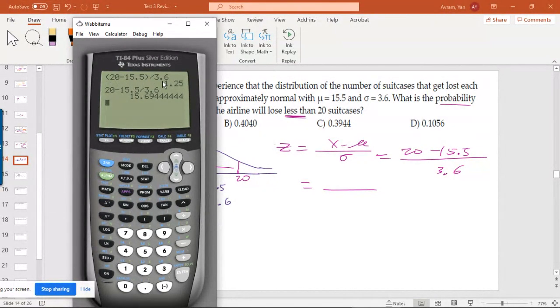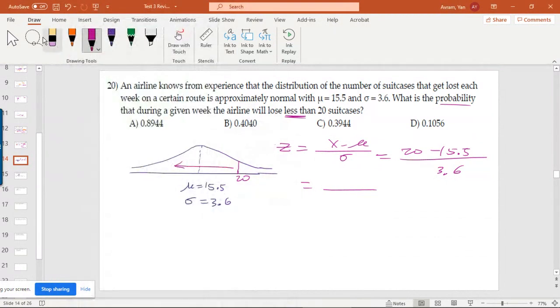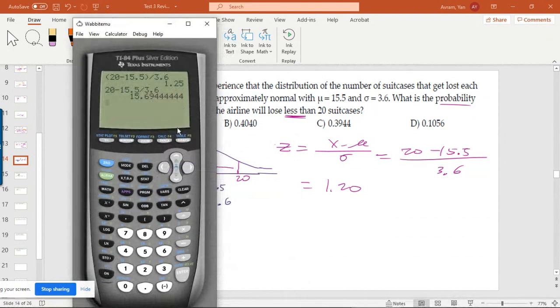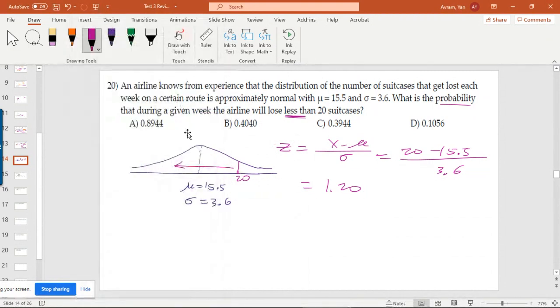Every time you see two items, make sure you use the parenthesis. Otherwise, you will get a calculator error, not the formula error, but the calculator error. You will make a mistake on the calculator. That was 1.25 actually.